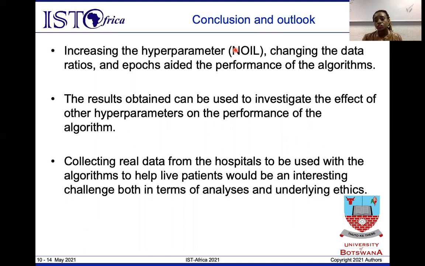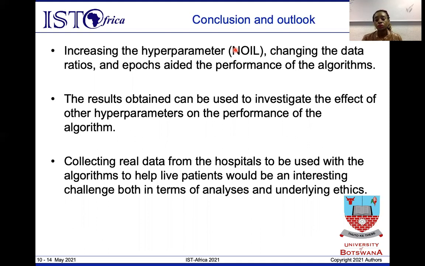And future work can be done to improve this result. One of those is using the results obtained from this research to investigate the effects of other hyperparameters, which could be your activation function, the biases, your weights, the number of neurons in your layers, or the number of hidden layers to use, to see how well these hyperparameters affect the performance.